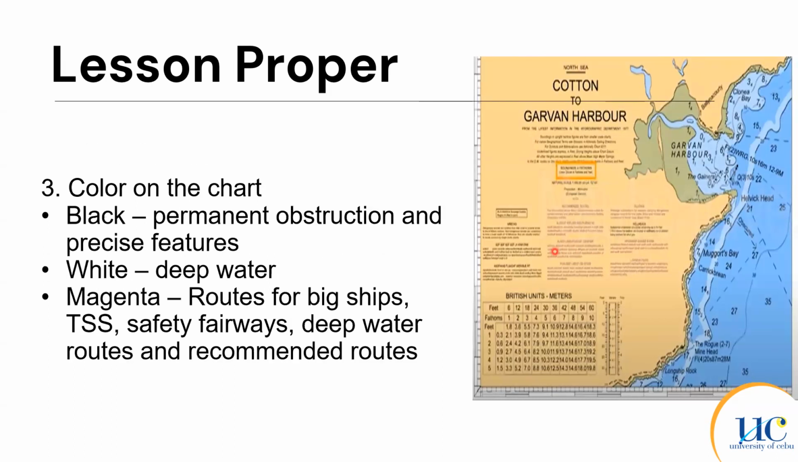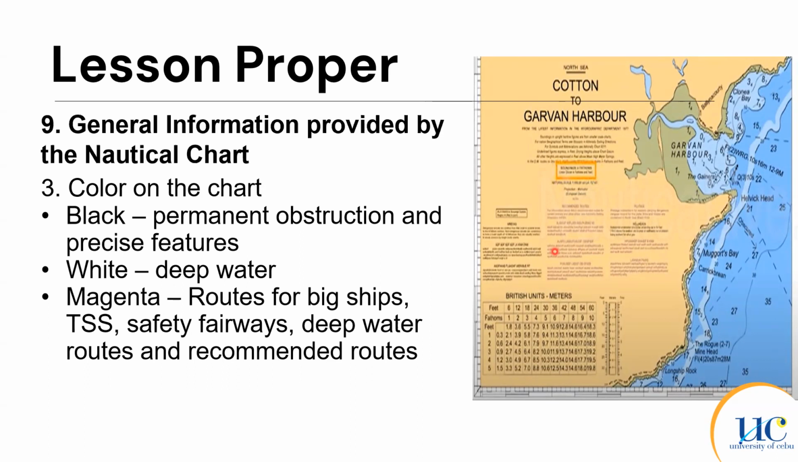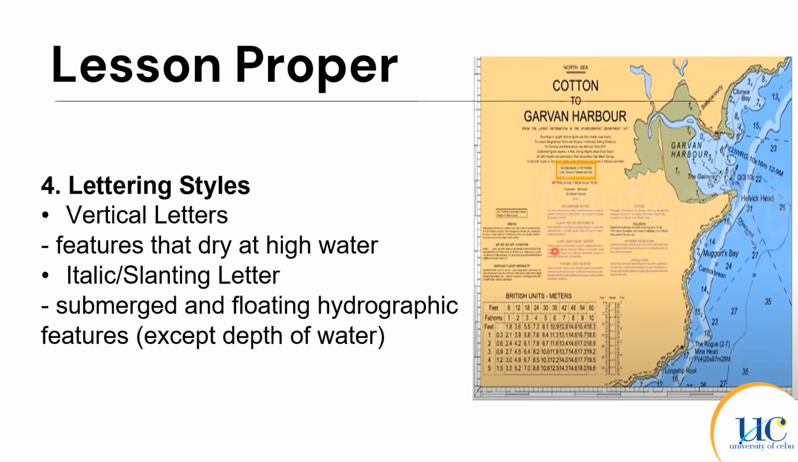Next, colors on the chart. Black, permanent obstructions and precise features. White, deep water. Magenta, routes for big ships, TSS, safety fairways, deep water routes, and recommended routes. Okay, I will show you other colors as an example later on. Okay, lettering styles. Vertical styles, features that dry at high water. Italic and slanting letters, submerged and floating hydrographic features. Okay?